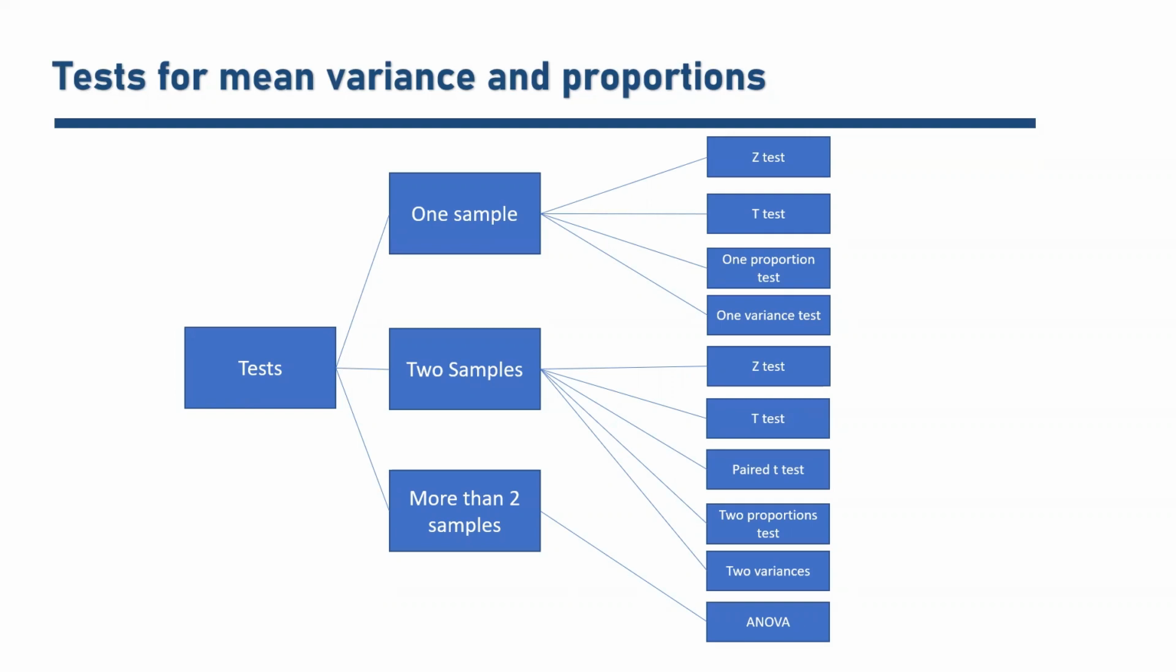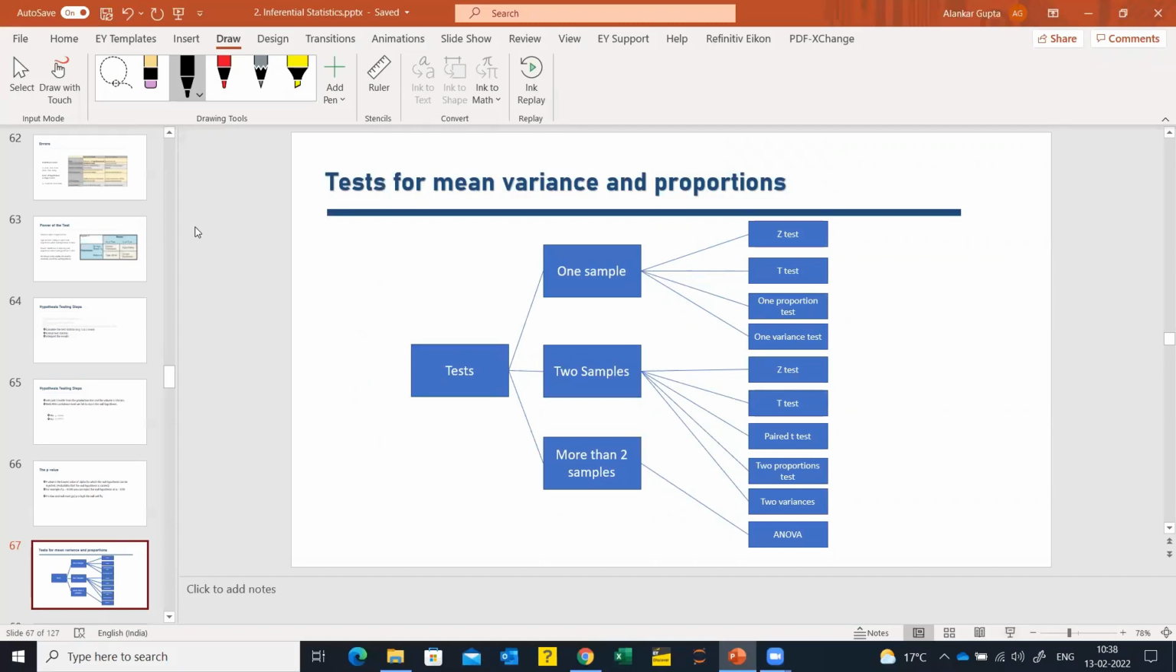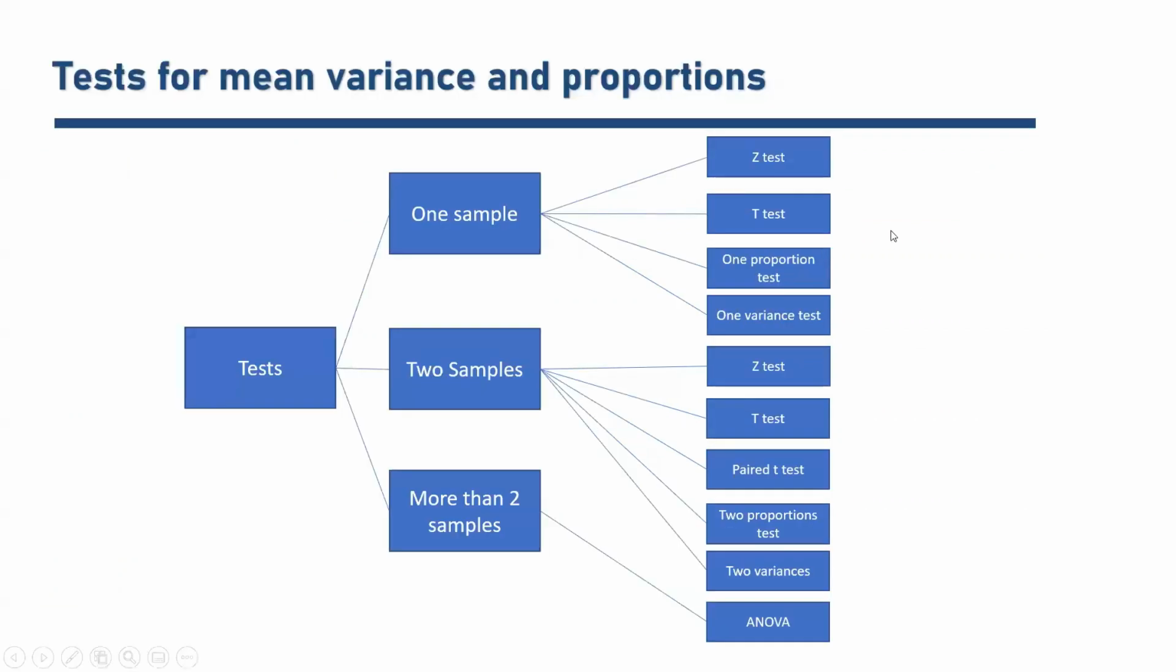So let's start with the one sample test. Before I start, we have to understand that the Z test and T test are actually tests for the mean. So if I look here, these two are for mean, right? This is for proportion, this is for variance, this is again for mean, and these three are again for mean, because we have the Z test, T test, and pair T test. And then this is also for mean.